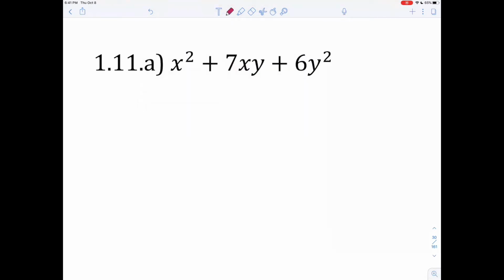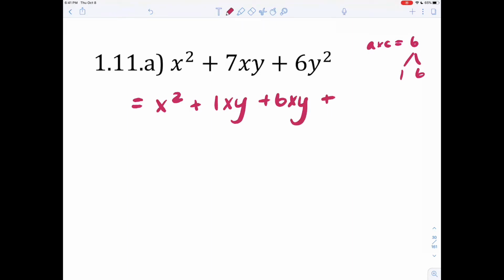So taking a look at this, I can't pull out a GCF. There's nothing that all three terms have in common. So that's kind of done and out of the way. So I'm going to look at A times C. And A times C gives me positive 6. I'm looking for factors of 6 that add to 7, which are 1 and 6. So that's how I know to decompose my middle term. So I have 1xy plus 6xy, and my last and first terms remain the same.